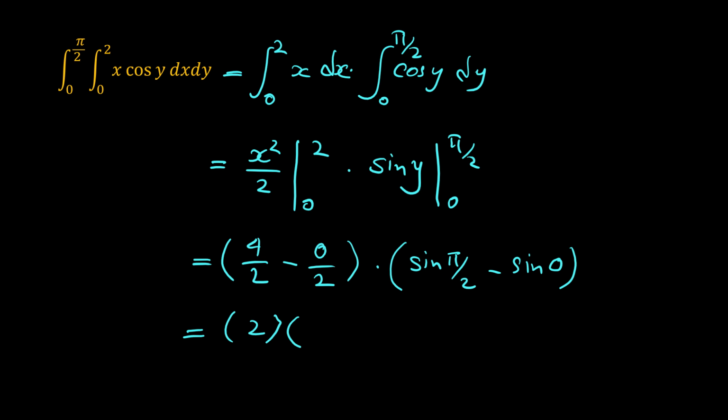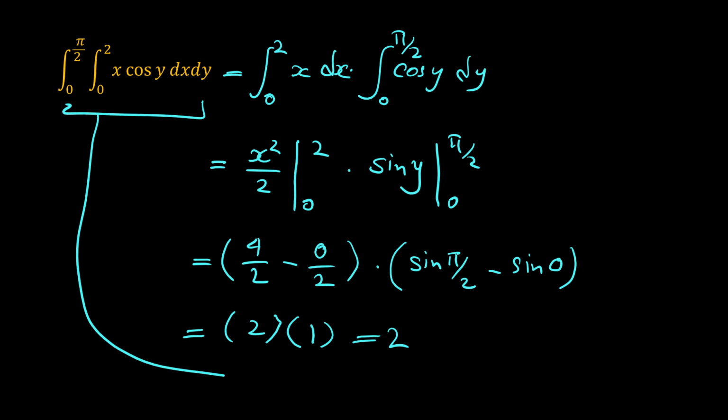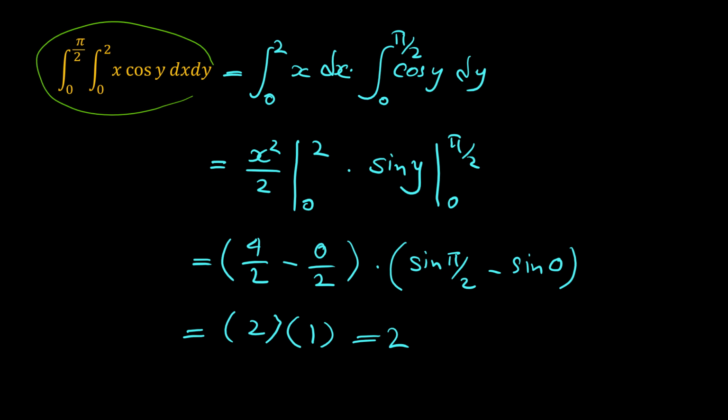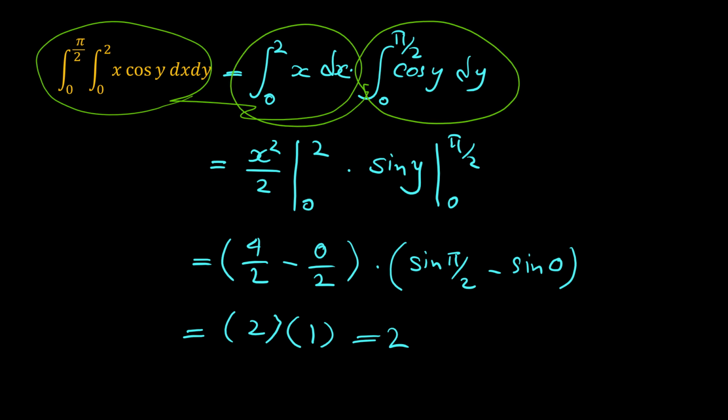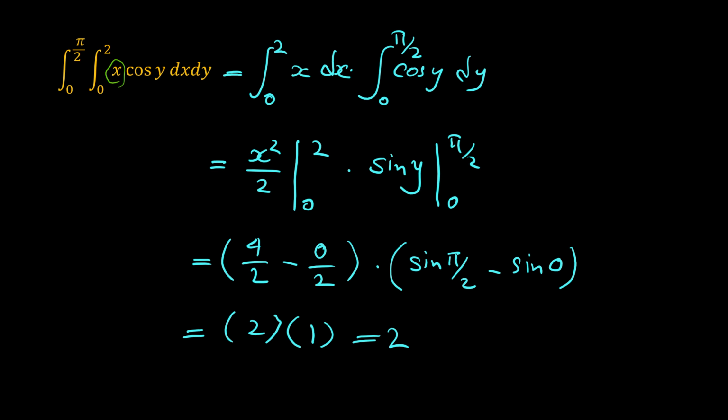Sine of pi over 2 is 1, sine of 0 is 0. So the second bracket is 1, so 2 times 1 is 2. And so the answer of this integral is 2. We can use this technique to write a double integral in the form of product of two single integrals for functions where the function that appears here is the product of two parts, that one part is only in terms of x and the other part is only in terms of y. Let me show you another example to understand this technique better.